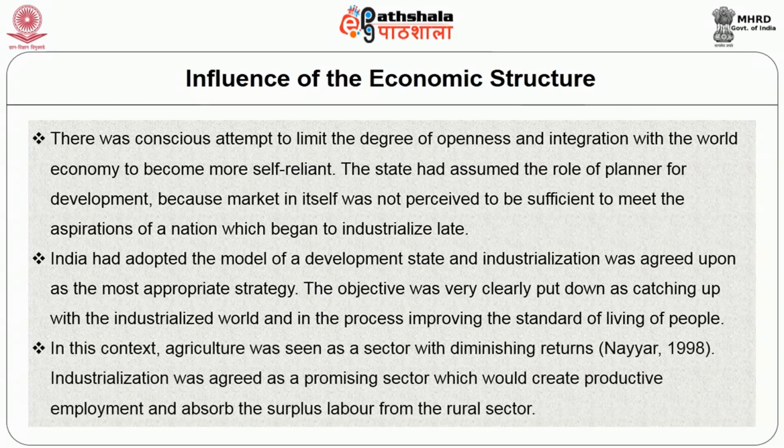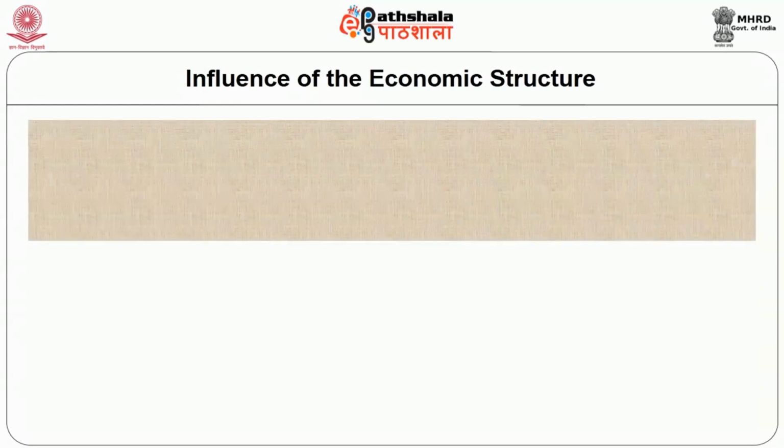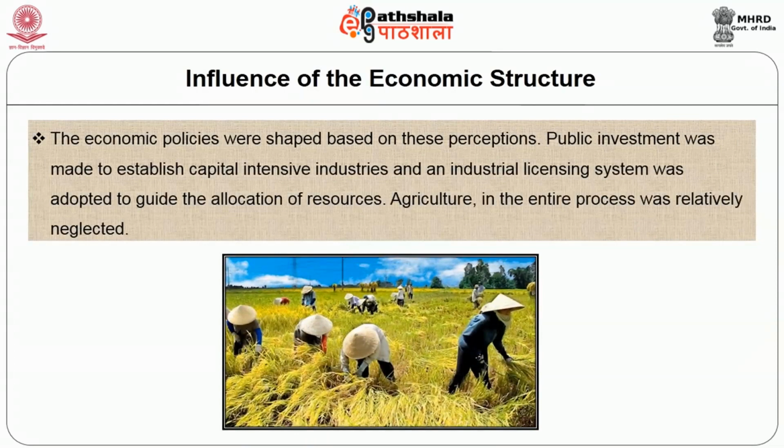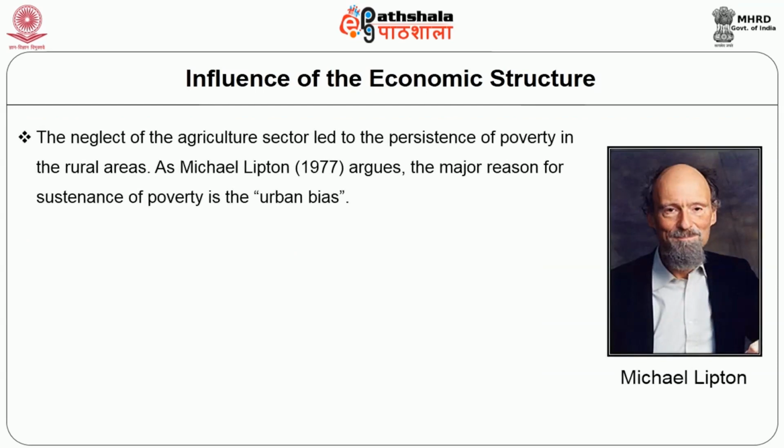In this context, agriculture was seen as a sector with diminishing returns. Industrialization was agreed as a promising sector which would create productive employment and absorb surplus labor from the rural sector. Economic policies were shaped based on these perceptions. Public investment was made to establish capital-intensive industries, and an industrial licensing system was adopted to guide allocation of resources. Agriculture in the entire process was relatively neglected. The neglect of the agricultural sector led to the persistence of poverty in rural areas.